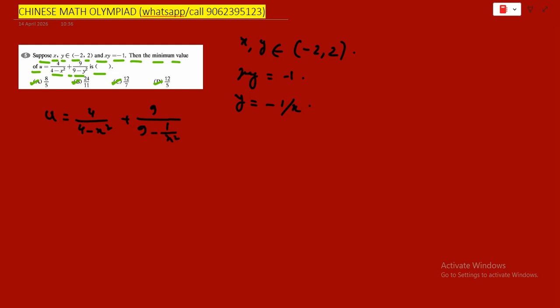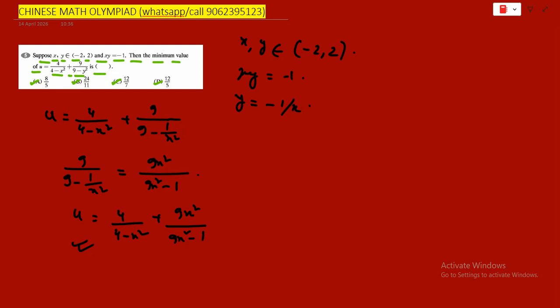Now simplify the second term, so we get 9/(9 - 1/x²) is what? 9x²/(9x² - 1). So the final expression becomes what? u equal to 4/(4 - x²) + 9x²/(9x² - 1), right? So see, we kicked out y from the party. Now only x remains. Less drama and more clarity, right?